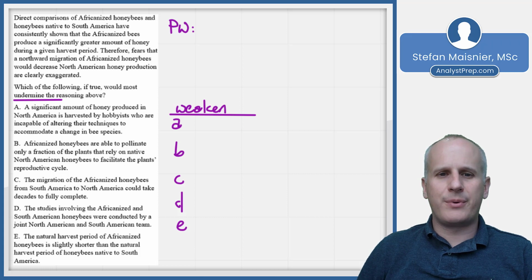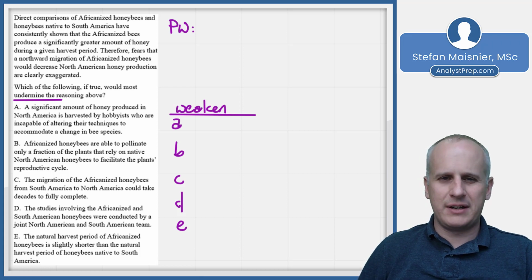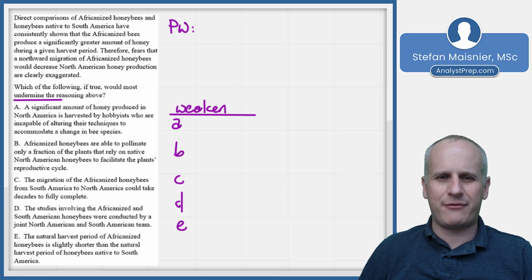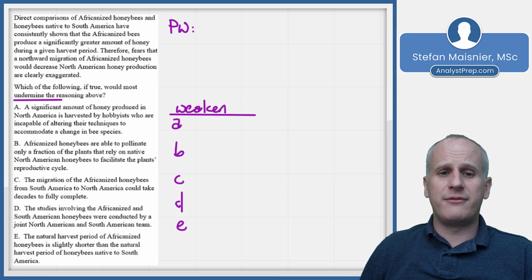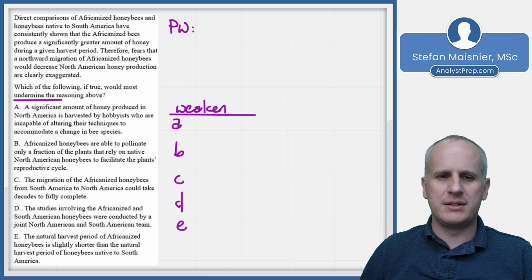And we read direct comparisons of Africanized honeybees and honeybees native to South America have consistently shown that the Africanized bees produce a significantly greater amount of honey during a given harvest period. Okay, that's just a fact. Therefore, fears that a northward migration of Africanized honeybees would decrease North American honey production are clearly exaggerated.